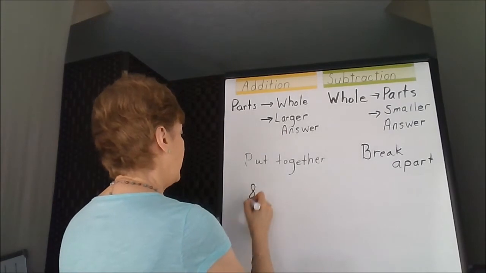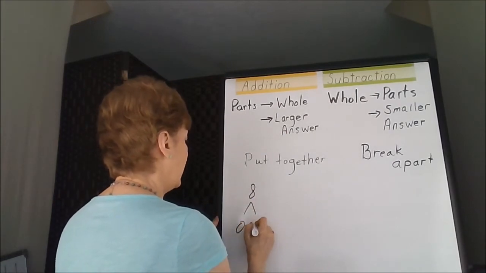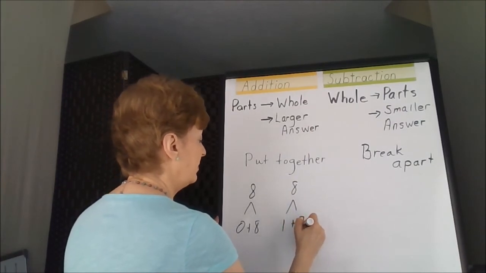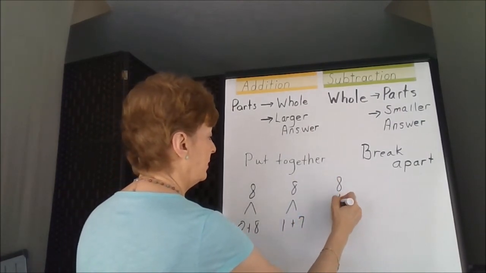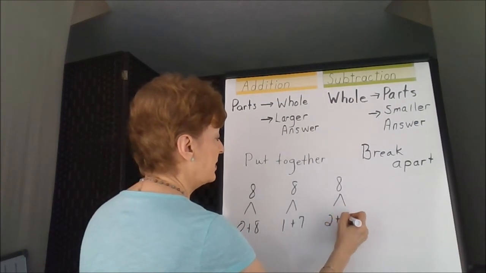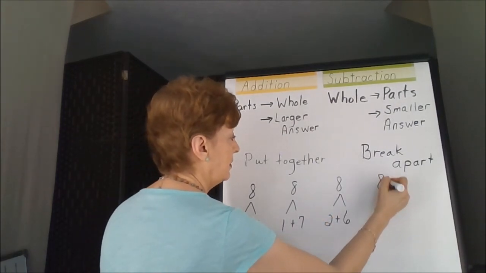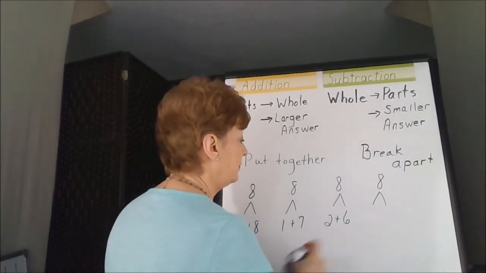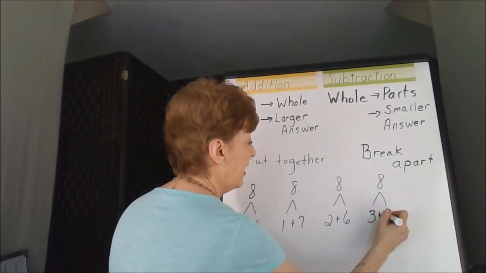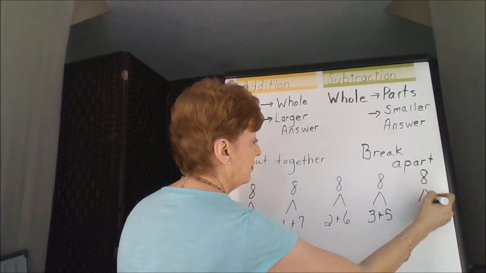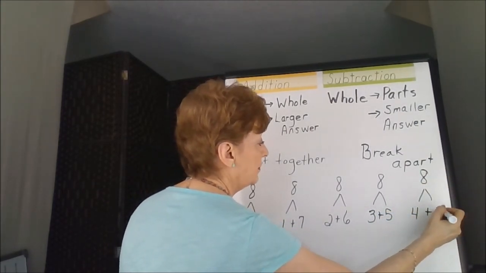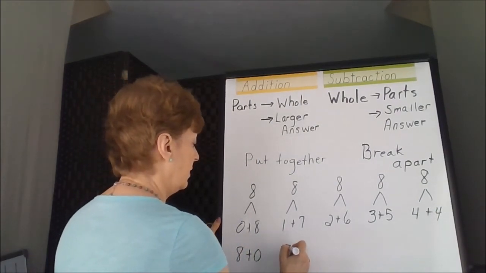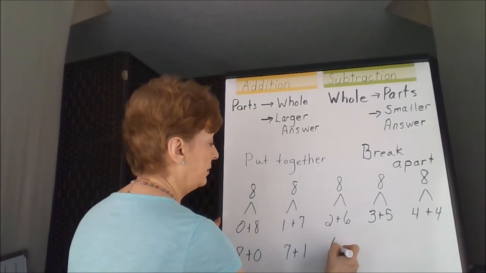The 8 breaks apart as 0 plus 8, 1 plus 7, 2 plus 6, 3 plus 5, 4 plus 4, with the reverse being applicable.